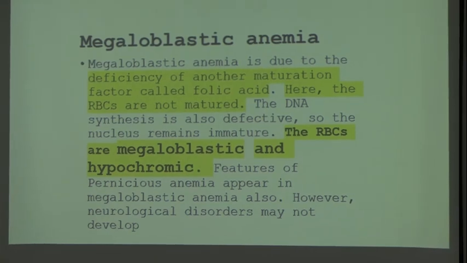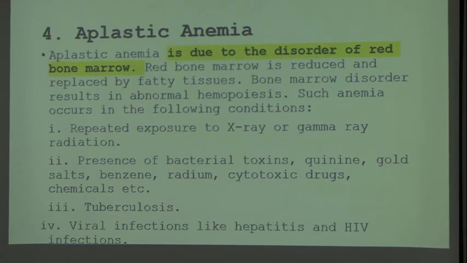Megaloblastic anemia, this is because of folic acid deficiency. Folic acid is also required for DNA synthesis. Folic acid has to be converted into folinic acid, and there are some means by which it participates in DNA synthesis.